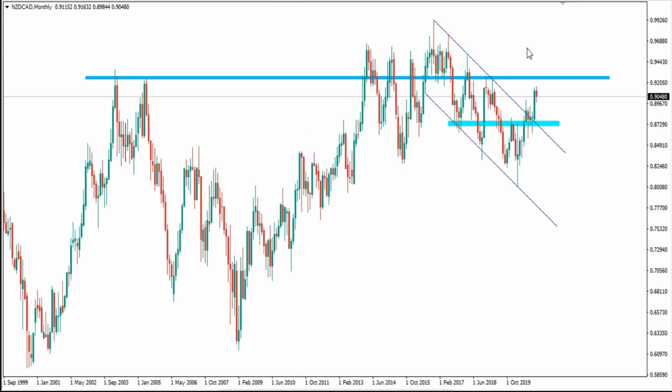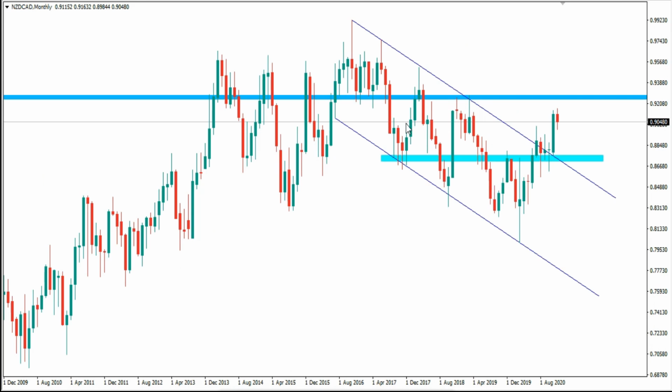Okay, so the last pair on our list for today is NzdCad, and what we can see first of all on NzdCad is this descending channel right here. And we can see that we had support at this point, we had support through this area, we had resistance, and then at this area the price gave us a monthly close above this channel.